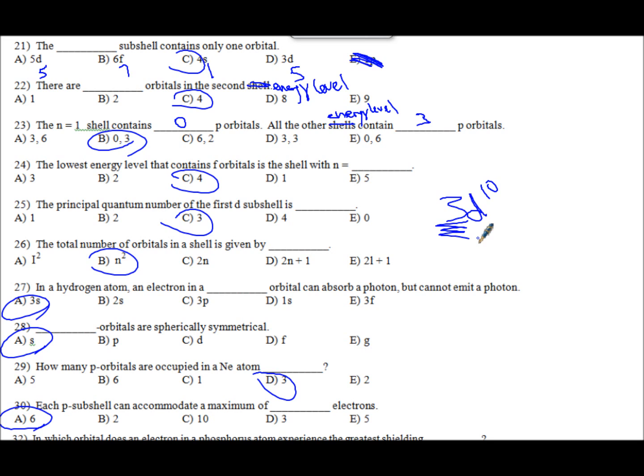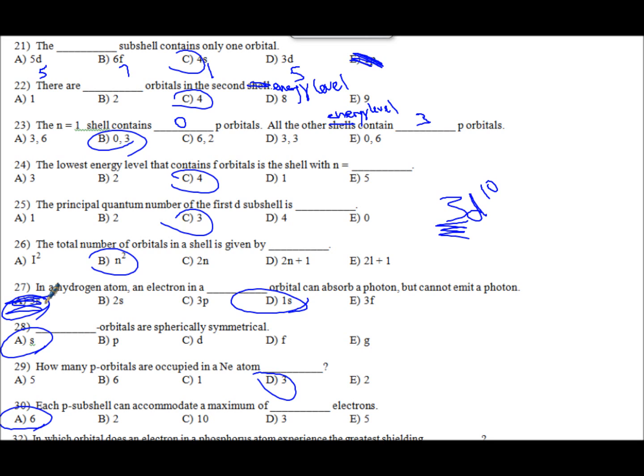27, a hydrogen atom and an electron in blank orbital can absorb a photon but cannot emit a photon. Can absorb a photon. I circled the wrong answer. The answer to 27 is D. Did I type the wrong thing? No, I did. Yes. 27 is actually D. A hydrogen atom, an electron in blank orbital, can absorb a photon but cannot emit it.